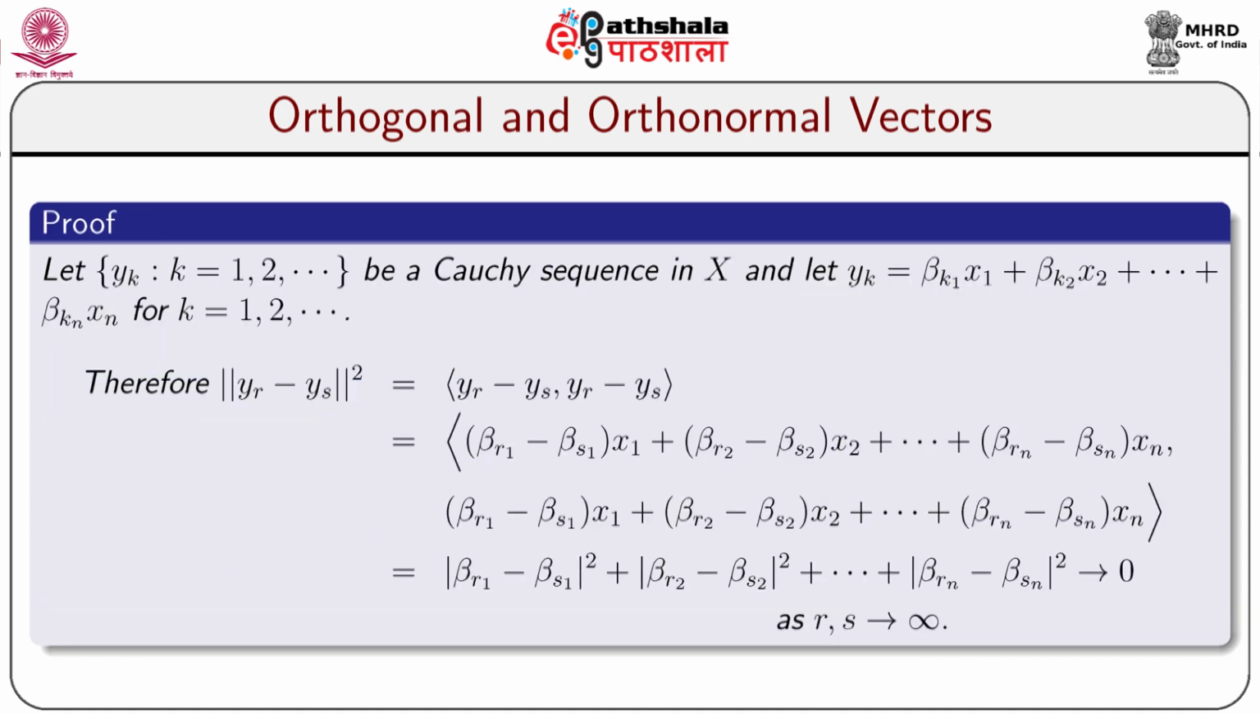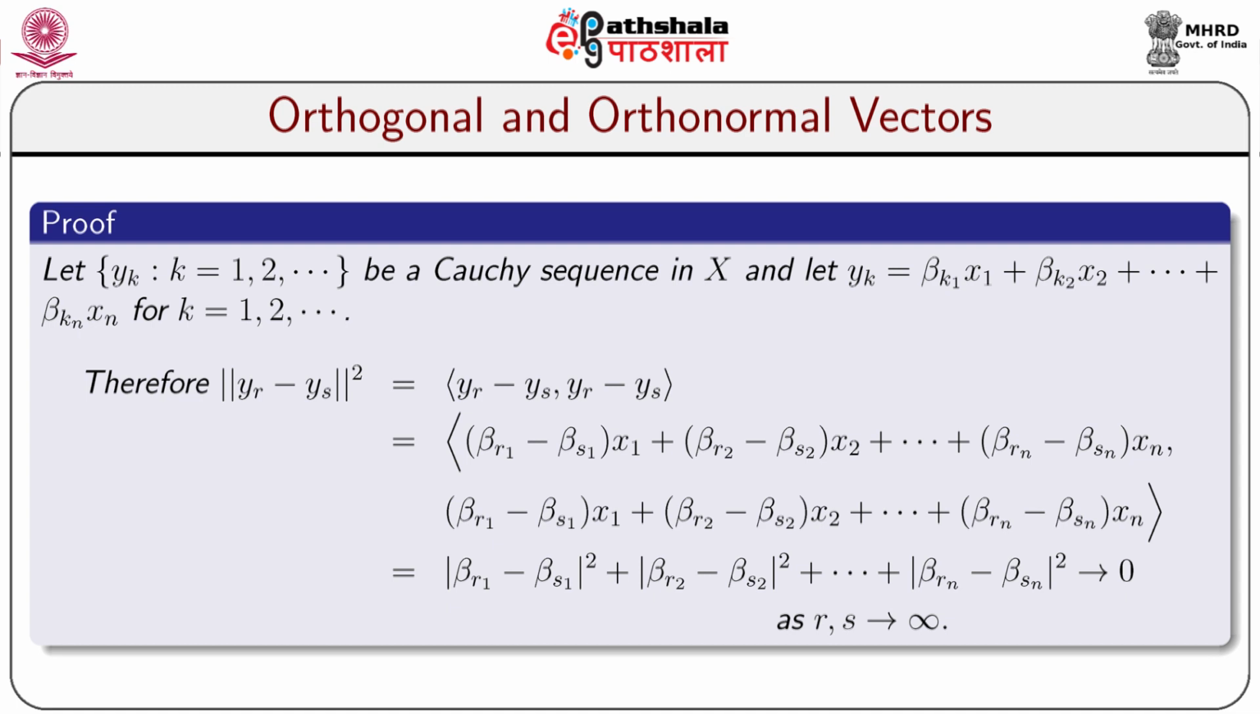We shall now show that this is complete. So, we start with a Cauchy sequence. Let yk be a Cauchy sequence in capital X and let yk equal to beta k1 x1 plus beta k2 x2 plus beta kn xn for k equal to 1 up to n for some scalars beta k1, beta k2 up to beta kn, and x1, x2, xn are the linearly independent set of vectors in capital X.